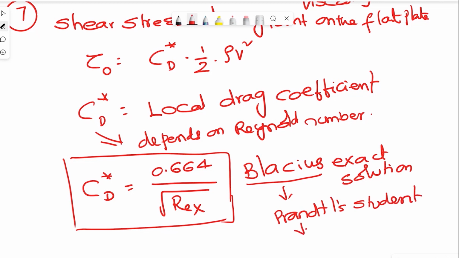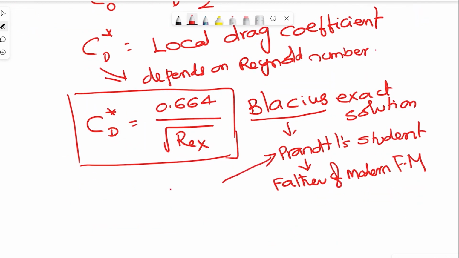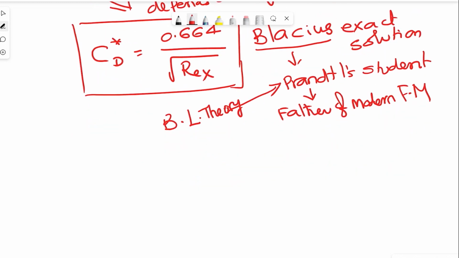And Prandtl is the father of modern fluid mechanics. Prandtl is the main person responsible for explaining this boundary layer theory. Next, once knowing this, you know what Re_x is equal to: Vx by nu. X is always measured from the leading edge.